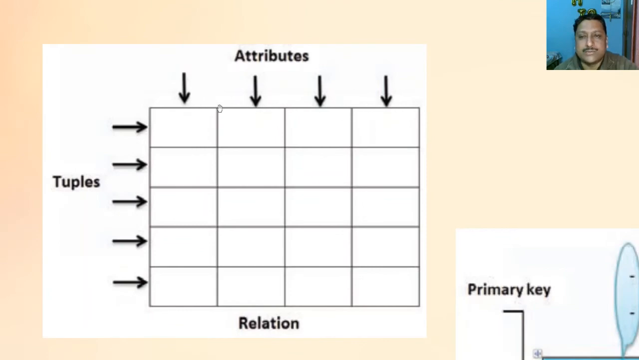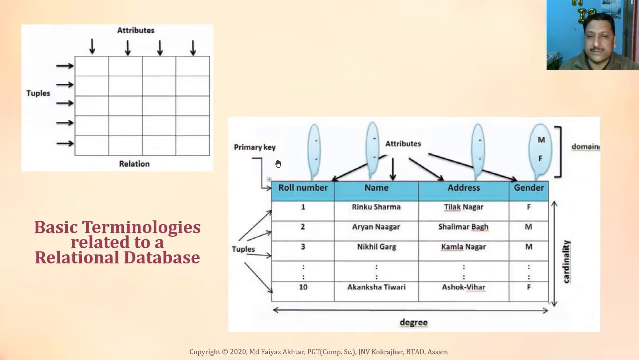These are the attributes. This is a relation. A table is a relation. Each and every row of a relation is known as a tuple, and each and every column of a table or a relation is known as an attribute. See, 1 2 3 4 5 tuples are there, so 5 tuples or 5 rows or 5 records. And in attributes, 1 2 3 4, 4 attributes, 4 fields, 4 columns are there in a relation. Okay, see an example here also.